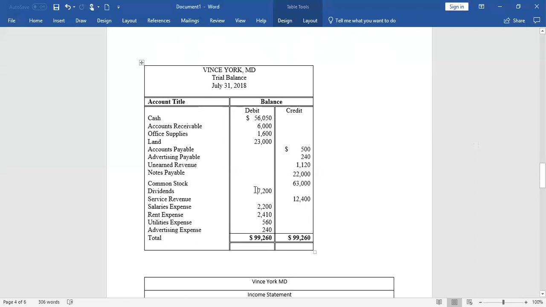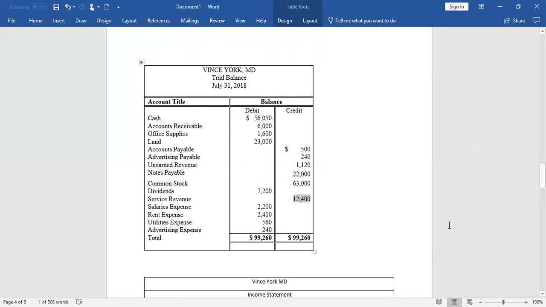Dividends, be very careful of this. Debit balance of 7,200. Service revenue would be next, credit balance of 12,400. And then each expense is next, grouped together. I don't care what order the expenses are in, just as long as that group is presented last. Salaries expense, 2,200 debit. Rent expense, 2,410 debit. Utilities expense, 560 debit. And advertising expense, 240.